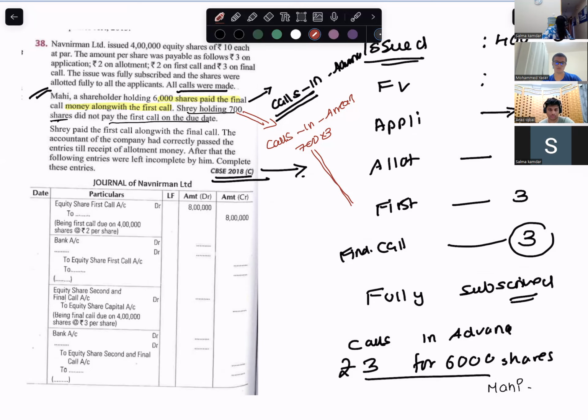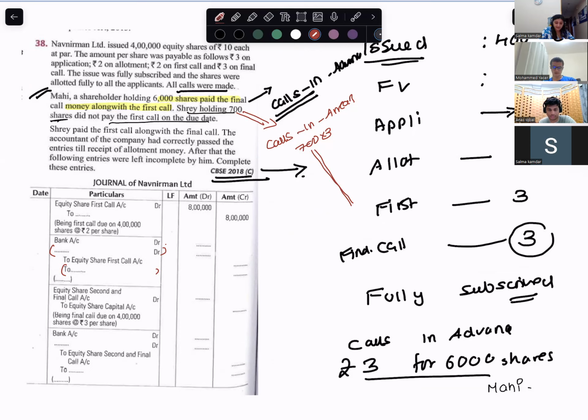Shrey paid the first call along with the final call. The accountant has correctly passed the entries till the receipt of allotment money. After that, the following was incomplete. I have to complete the entries. Are you with me? Bank is debit. Equity share final call is credit and something else is credit. Bank debit, calls in arrears.